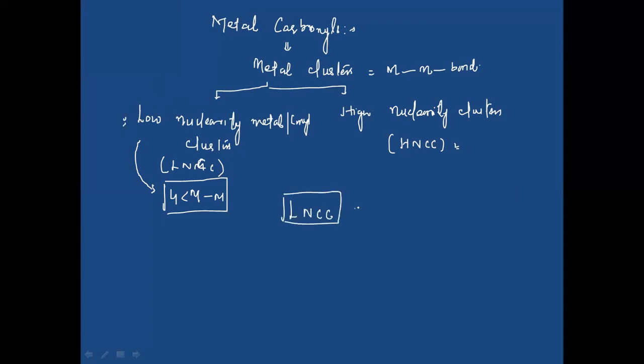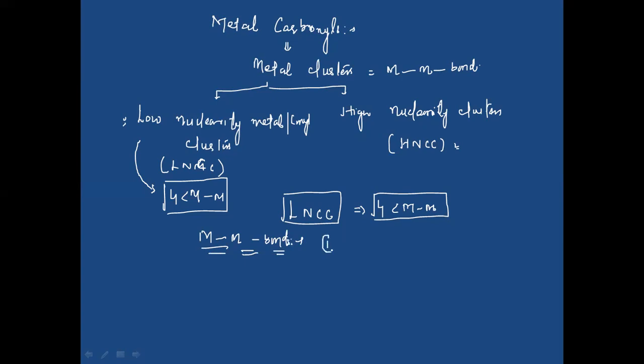In these carbonyl clusters, there will be metal-metal bonds, but the number will be less than 4. So first we should know how to determine these metal-metal bonds. If we come to know how to determine metal-metal bonds, then further we can determine the structure. So how to determine metal-metal bonds? There are a few steps you need to follow for the determination of metal-metal bonds.